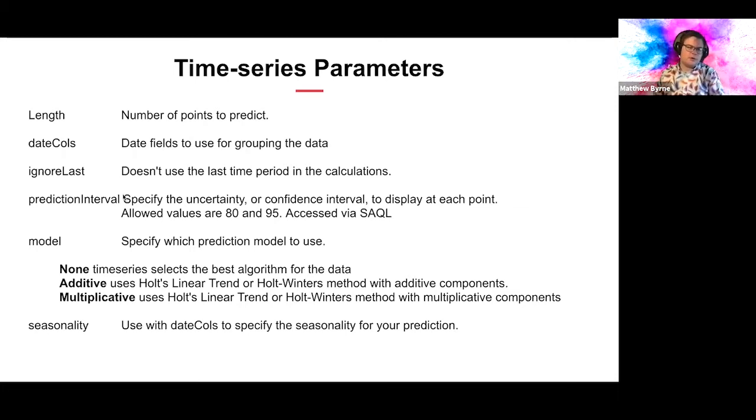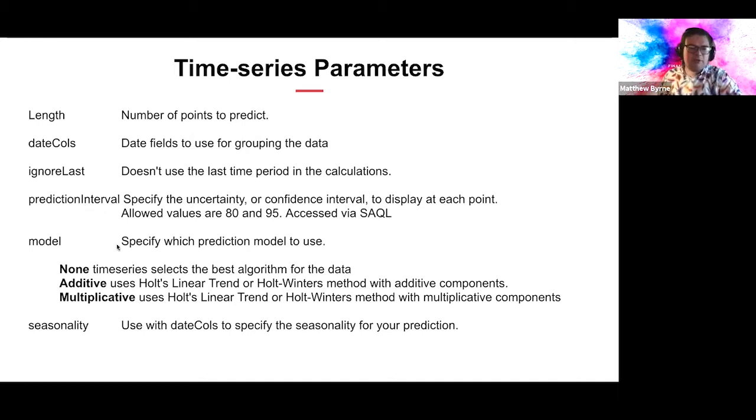You can also, and this is the cool one, specify a prediction interval. This allows you to set a confidence interval in the data. When it does this, it will generate a range. So instead of just giving us a prediction value, it'll say this is the prediction, and we're going to guess it's within this range with an 80% confidence interval, or a 95%. This is only accessed via SACL.